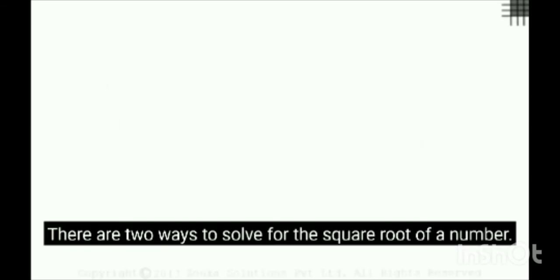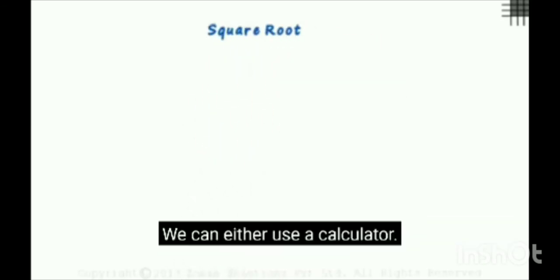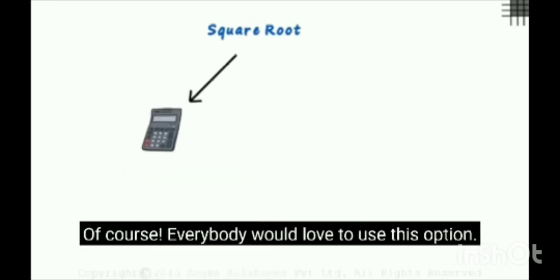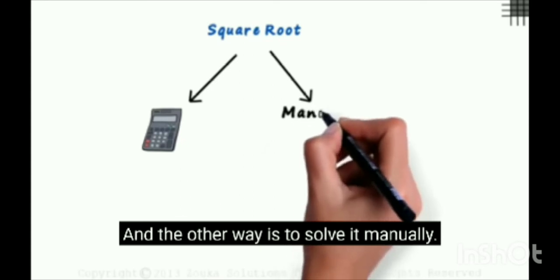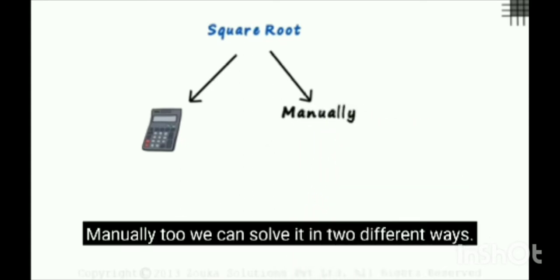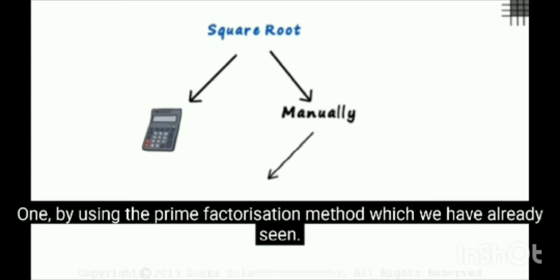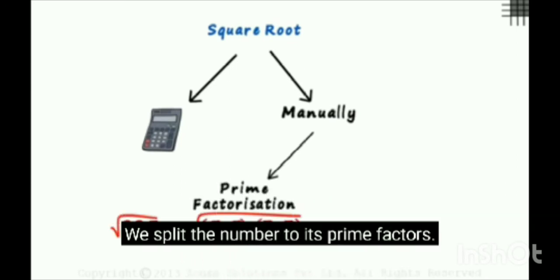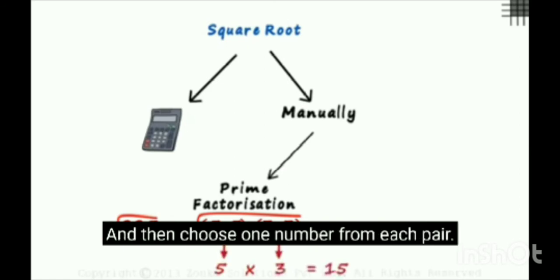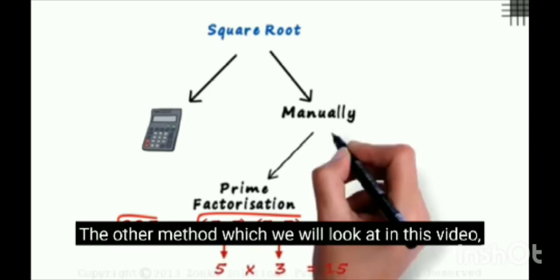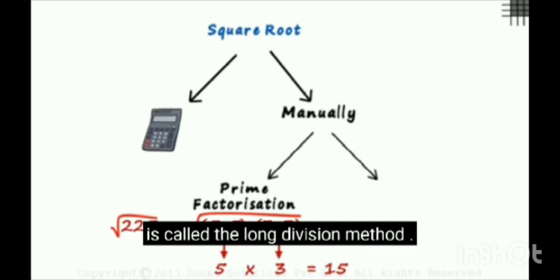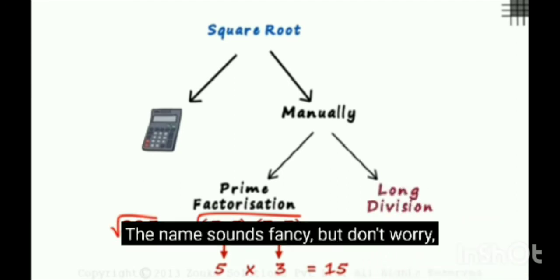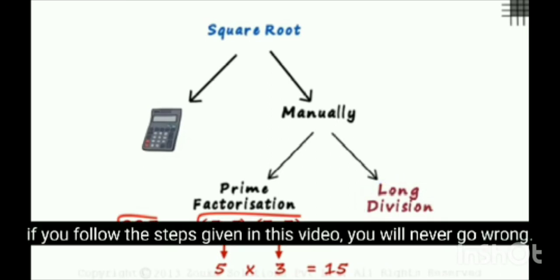There are 2 ways to solve for the square root of a number. We can either use a calculator, of course, everybody would love to use this option, and the other way is to solve it manually. Manually too, we can solve it in 2 different ways. One, by using the prime factorization method, which we have already seen. We split the number to its prime factors and then choose one number from each pair. The other method, which we will look at in this video, is called the long division method.